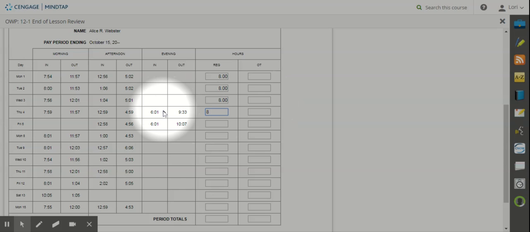They started off at 6, because that rounds to 6, and ended at 9:30. So 6 to 9:30, 7, 8, 9, that gives us 3 full hours. And 30 minutes is half an hour, so 3.5.